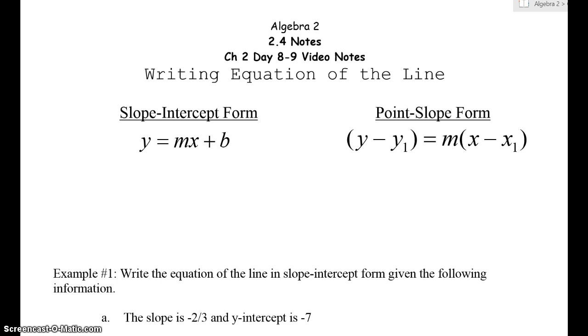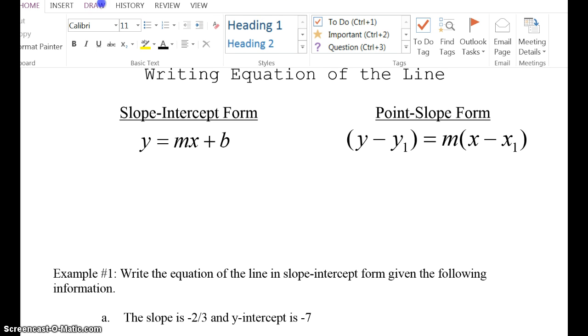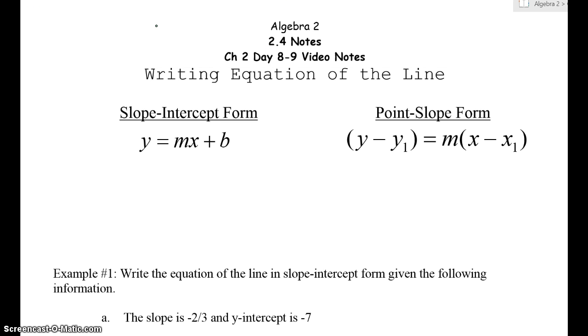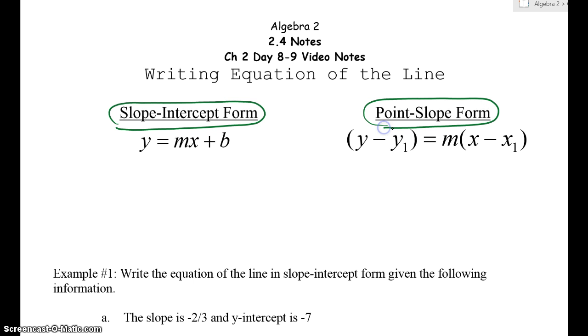Alright, so there's actually two types of forms, and I need you to say this with me so that we remember. One is the slope-intercept form, and that's the one that we most commonly know as y equals mx plus b. The second form is called the point-slope form, and that is known as y minus y sub 1 equals m quantity times x minus x sub 1.